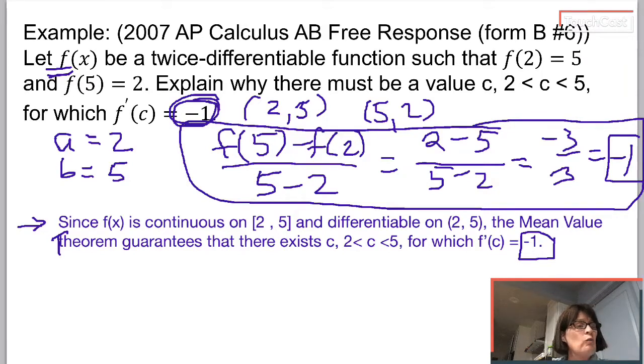So again, if I want to use this theorem, I have to be certain that my function, in this case my function f, was continuous and differentiable over the appropriate interval. So here, that was pretty easy. They told me my function was twice differentiable everywhere, and the function that's differentiable everywhere must be continuous everywhere.